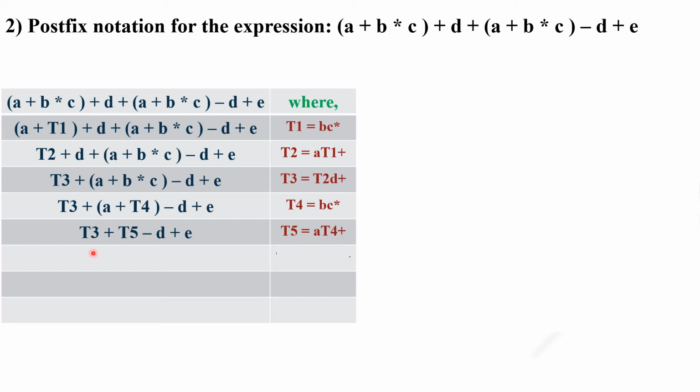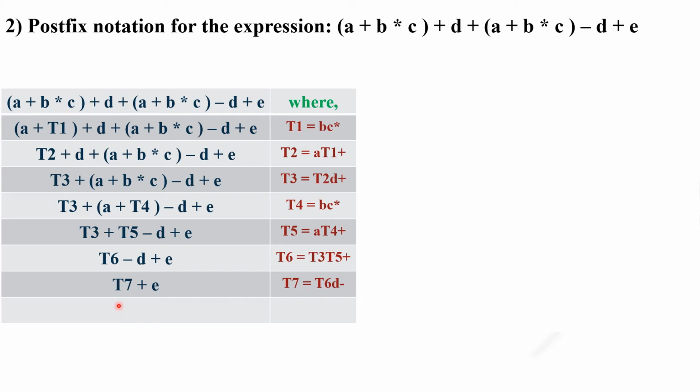Next, which expression is evaluated in the syntax tree? This one, because plus and minus is also left associative. So T3 plus T5 is evaluated next. So what is our T6? T6 equal to T3 T5 plus. Okay. So the next sub expression which will be evaluated is T6 minus D. So instead of T6 minus D, we write T7. And T7 is T6D minus.